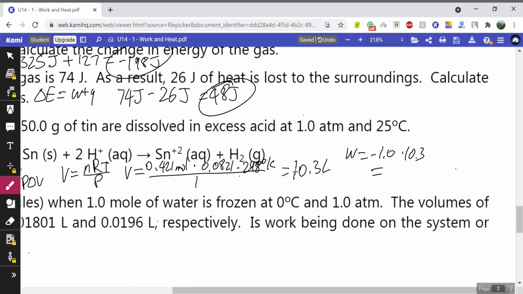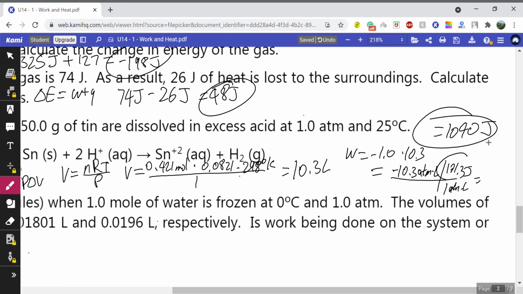So, work is equal to negative 10.3, and it's going to be atmospheres times liters. So, when converted to joules, 1 atmosphere times liter is 101.3 joules. So, negative 10.3 times 101.3 is going to be negative 1043, so about negative 1040 joules. Now, the key thing to remember is to always multiply by 101.3 joules to convert it back into joules.